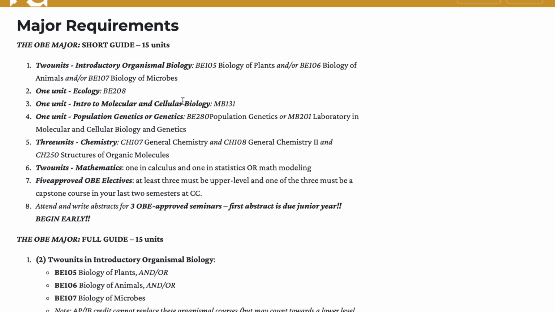Additionally, you'll need to take a unit of genetics, which can either be 1 unit of population genetics or 2 units that consist of the molecular and cellular biology lab and genetics. You'll also need 3 chemistry courses: General Chemistry 1, 2, and Organic Chemistry 1. And then you need 2 units in math, 1 calculus course, and 1 statistics or math modeling course. And lastly, you can choose 5 approved OBE electives, 3 of which must be upper level.